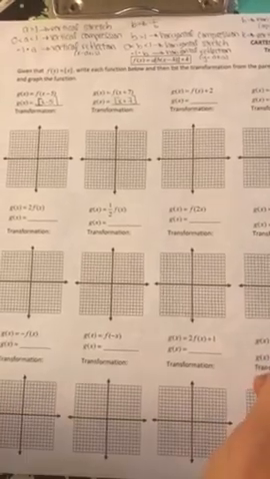What type of transformations is this first one?